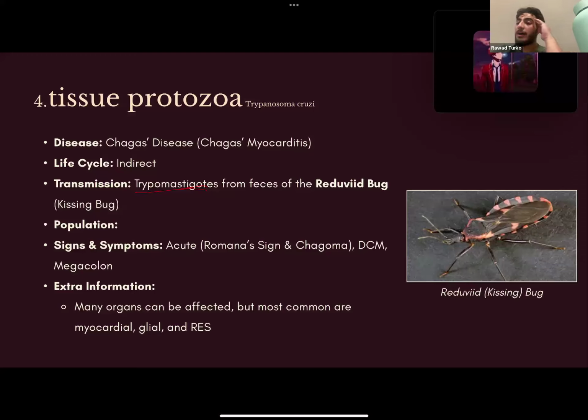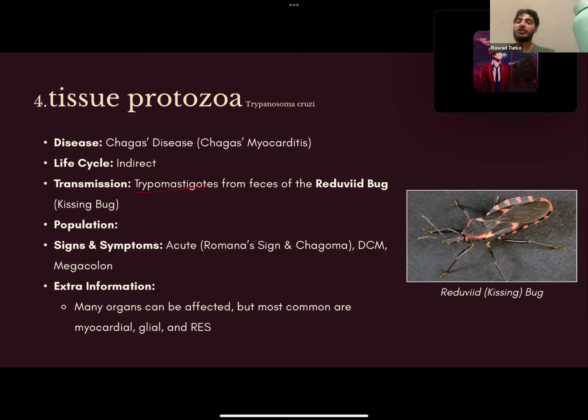And then you have dilated cardiomyopathy. This is another sign and symptom of Trypanosoma cruzi. So DCM stands for dilated cardiomyopathy. And you may have megacolon. Okay, but the main things to remember are the pictures. We're going to look at the pictures in a second, and the dilated cardiomyopathy.